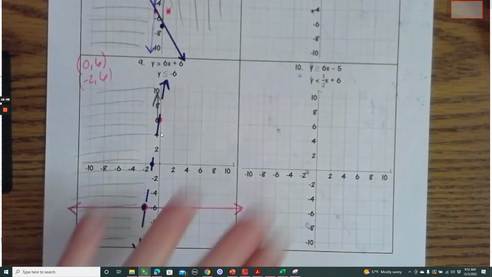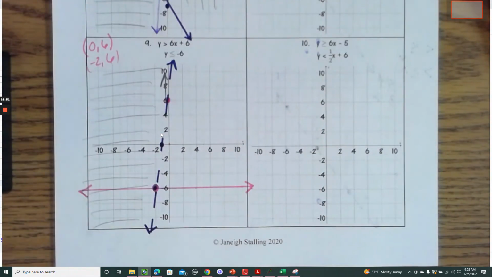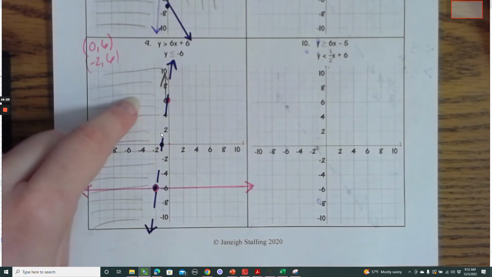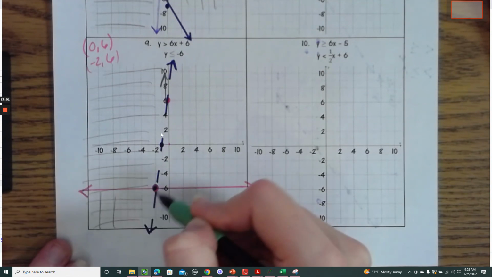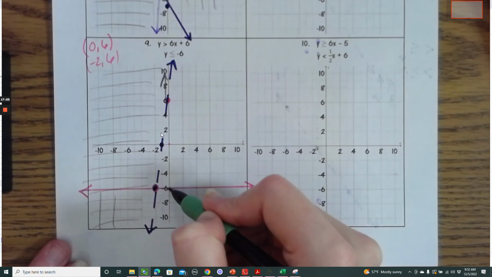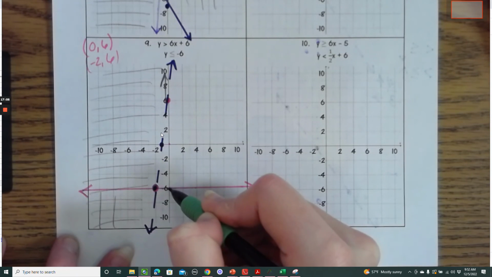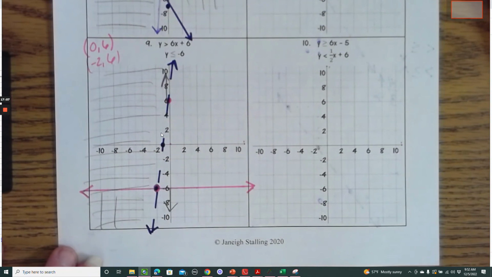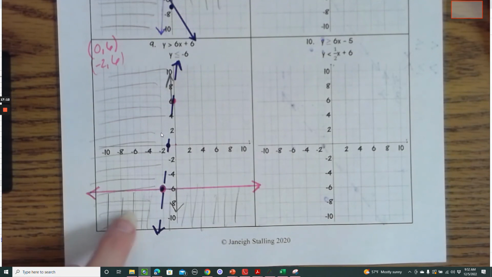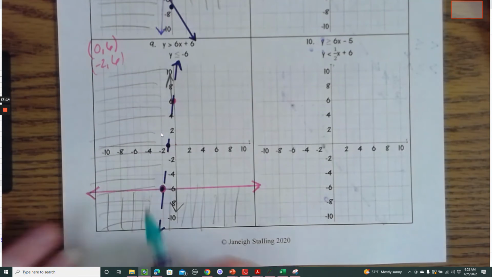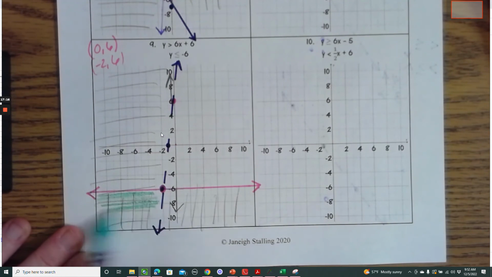Now, y is less than. So do you think you would shade above that pink line or below that pink line if y is less than? So again, here's the y-intercept. Less than is below, so you can use that same technique. And then where it's double shaded, that's your solution.